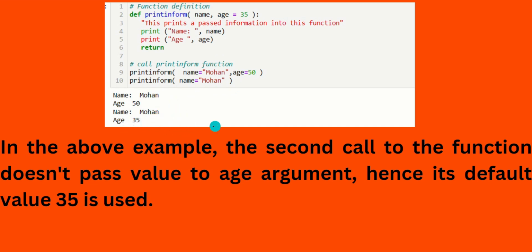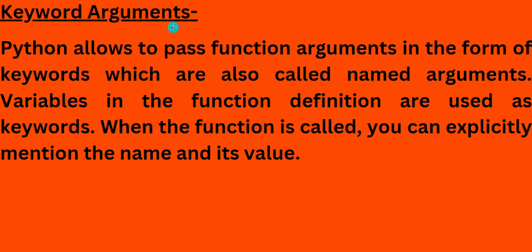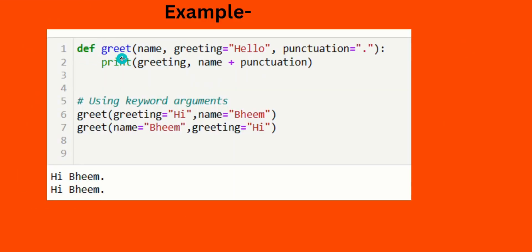Next. Second type of arguments is keyword arguments. Variables in the function definition are used as keywords. When the function is called, you can explicitly mention the name and its value. Example, I have a function again here called greet with three parameters this time: name, greeting, punctuation. Greeting and punctuation have default values hello and full stop respectively. Now in the second line I am printing greeting, comma, name plus punctuation. This plus symbol implies concatenation. That is, it joins both name and punctuation.